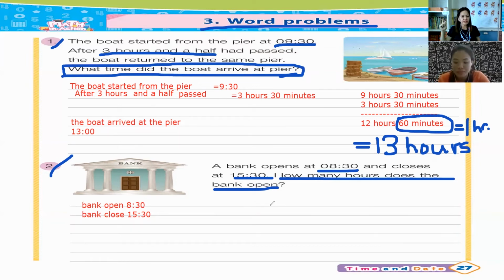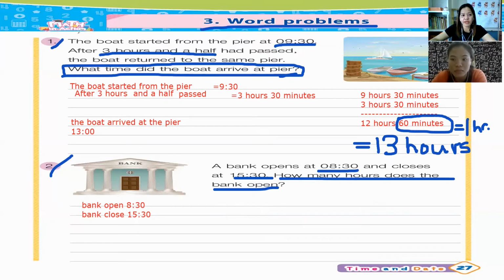How many hours? When you look at the clock, 8:30, 9:30, 10:30, 11:30, 12:30, 1:30, 2:30, 3:30. So how many hours was that? 7 hours. Okay. Teacher, how did you get that? I just count the clock.